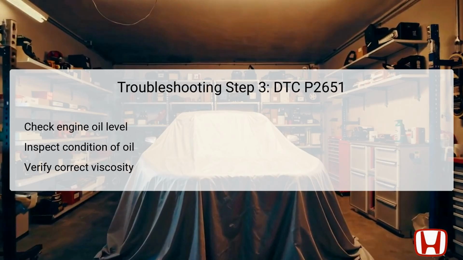For the third troubleshooting step, check the engine oil level to ensure it is within the specified parameters. Insufficient oil can directly affect the rocker arm oil pressure and lead to the P2651 code. Furthermore, inspect the condition of the engine oil. Dirty or degraded oil can impede flow and create blockages, compromising overall performance.